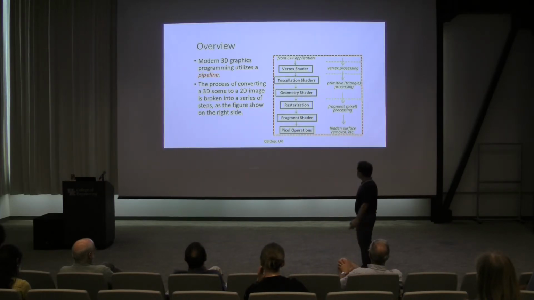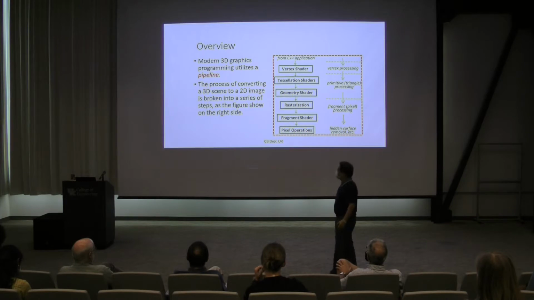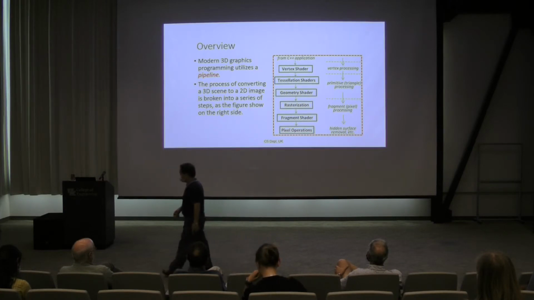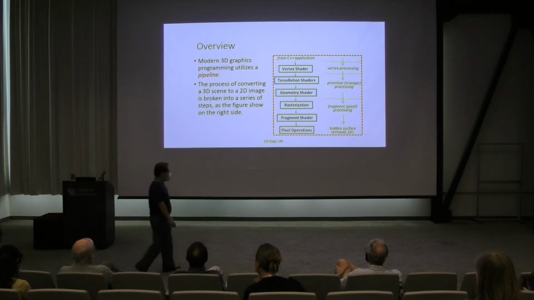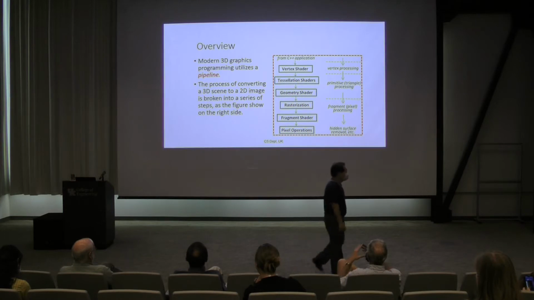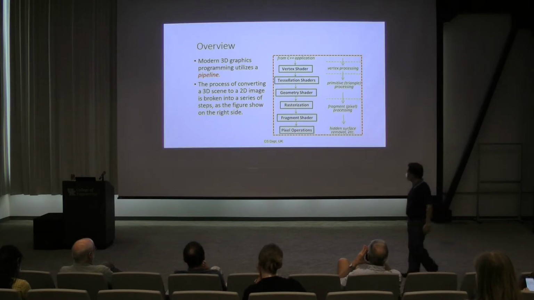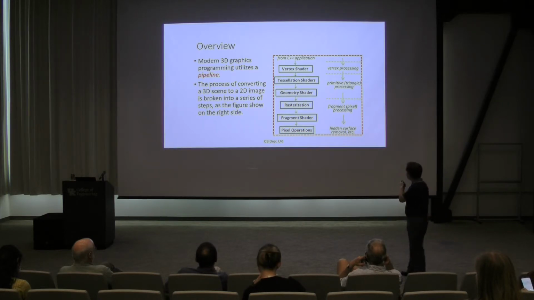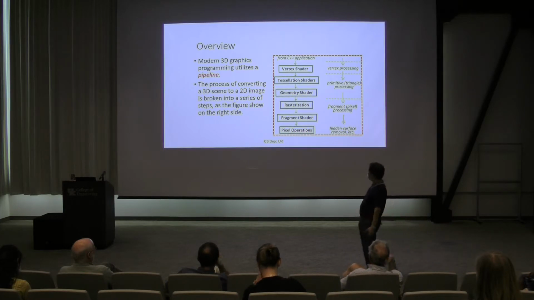So, overview. Modern 3D graphics programming uses a pipeline. Well, we used a pipeline before too, only that now each stage of the pipeline is done by a piece of hardware. The process of converting a 3D scene to a 2D image is broken into a series of steps. You do vertex processing, and then primitive processing to generate a mesh representation of the 3D object.